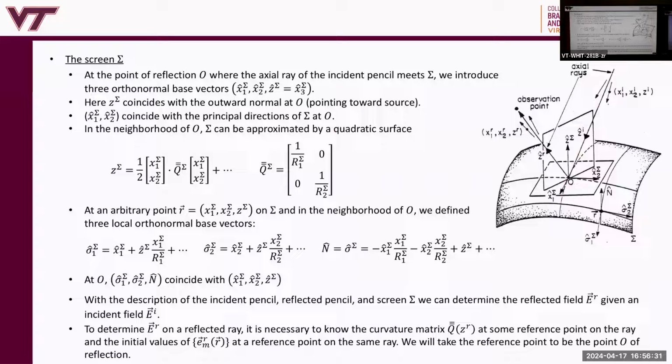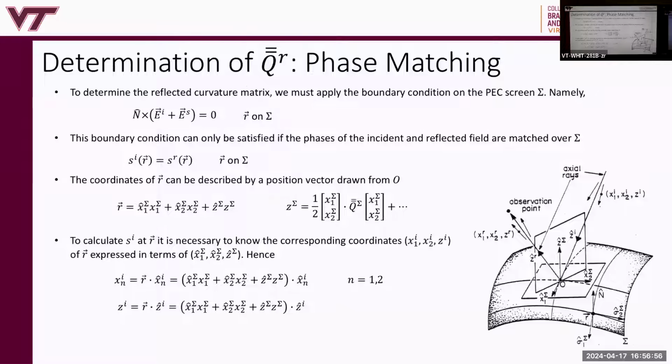So to determine the reflected field on a reflected ray, it is necessary to know the curvature matrix of the reflected wavefront, right? At some reference point on the ray, and the initial values of the electric field, because we now know how to propagate an electric field along a ray. Propagate its phase and its amplitude. We need the curvature matrix, it gives us everything, right? So we're after the curvature matrix of the reflected field, right? All right, so how do we determine the reflected curvature matrix?